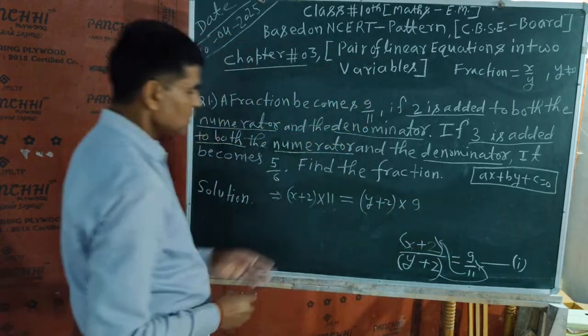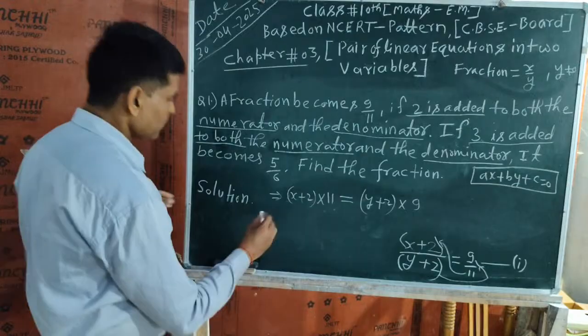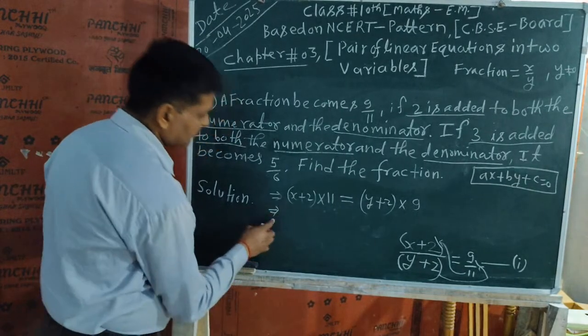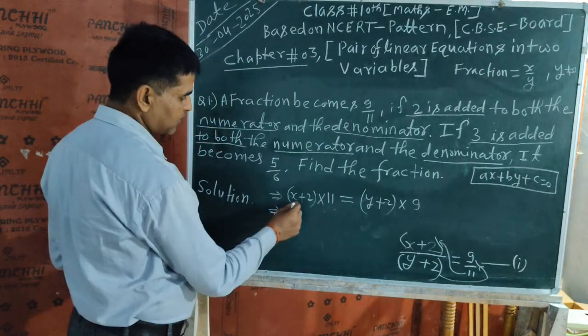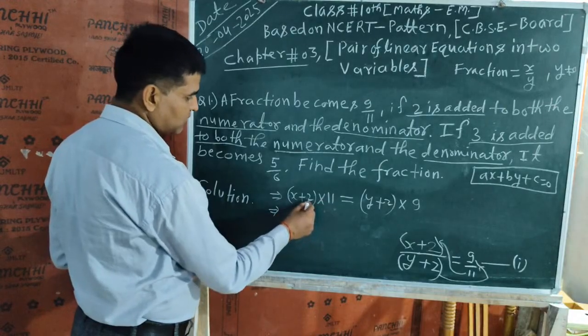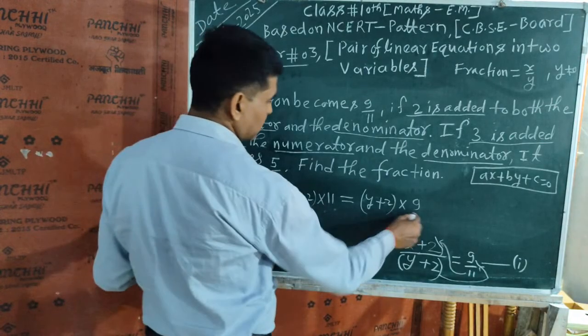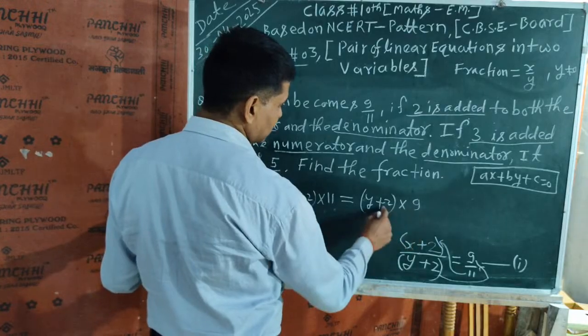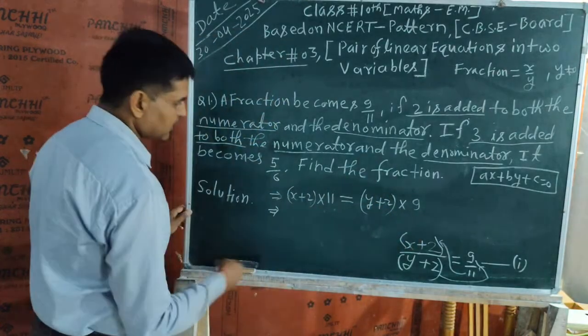Okay student, so after multiplication I will simplify it again. Now I will write, implies that 11 is multiplied with x and 11 is also multiplied with 2. Here 9 is multiplied with y and 9 is multiplied with 2. So this multiplication I will use.